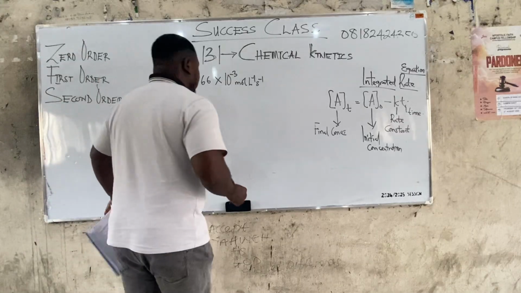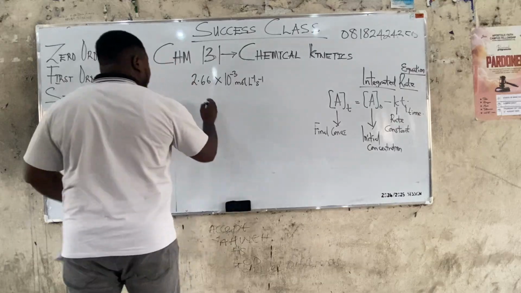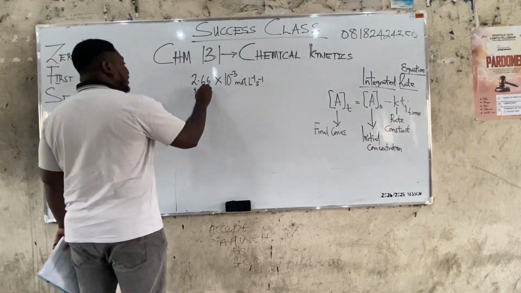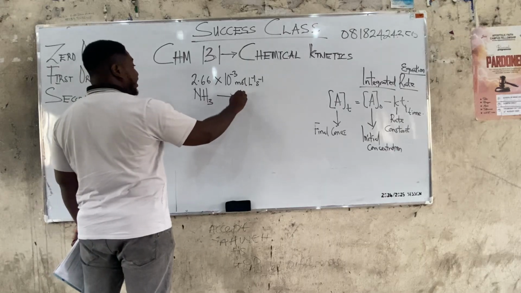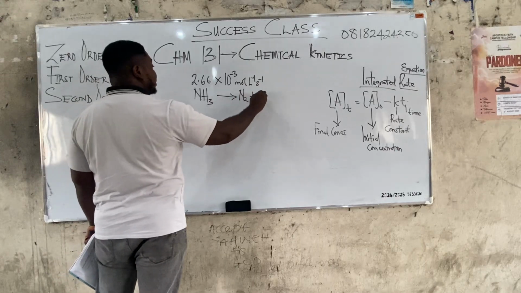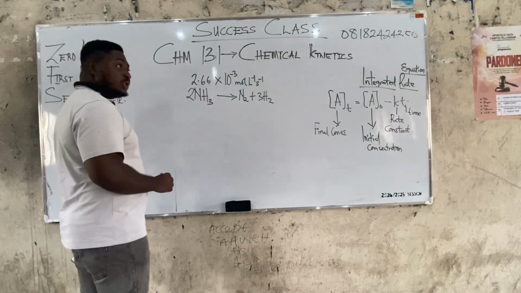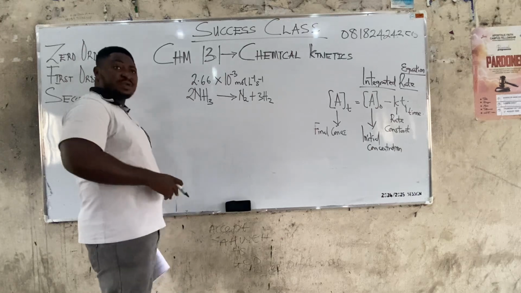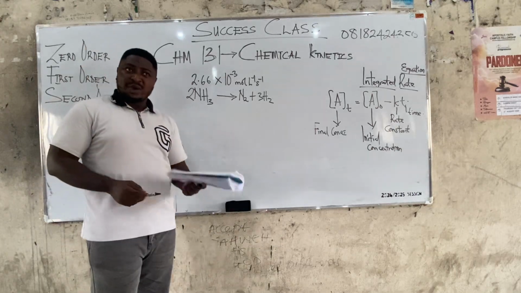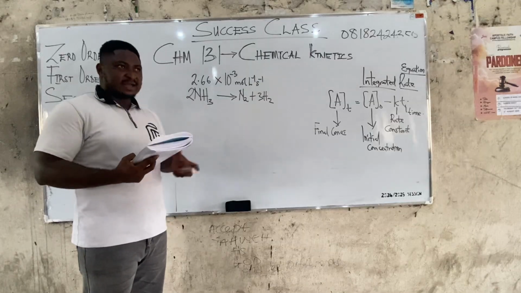Class. They said the decomposition reaction of ammonia is a zero order reaction. So ammonia is our reactant. When it decomposes, it will give you N2 plus 3H2. So 2NH3 decomposes to give N2 plus 3H2. We are not bothered about the product. It's only the reactant. When solving with the rate equation, we are not bothered about the product. Only the what? Only the reactant. Follow me.